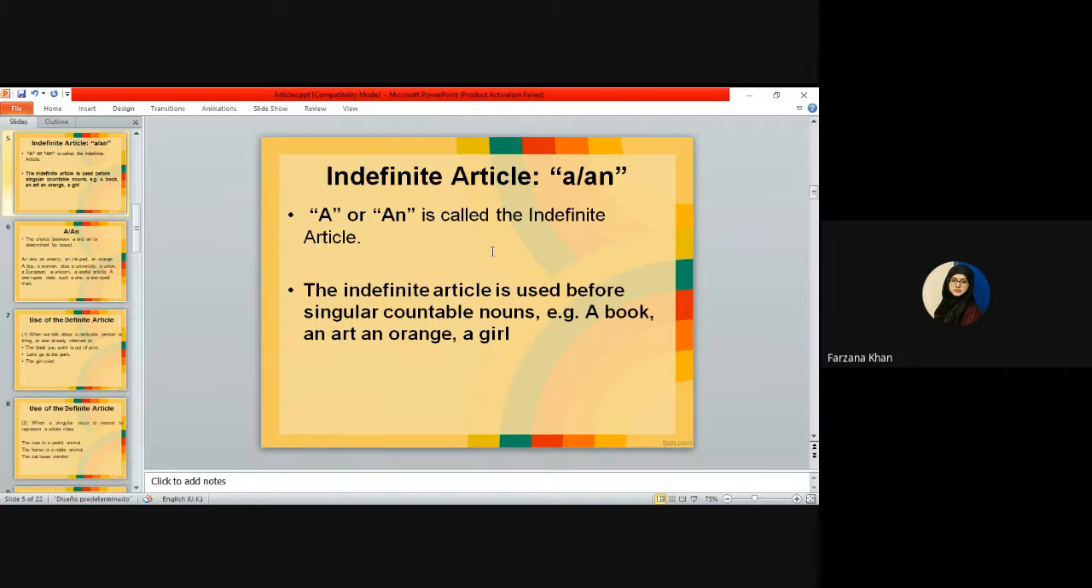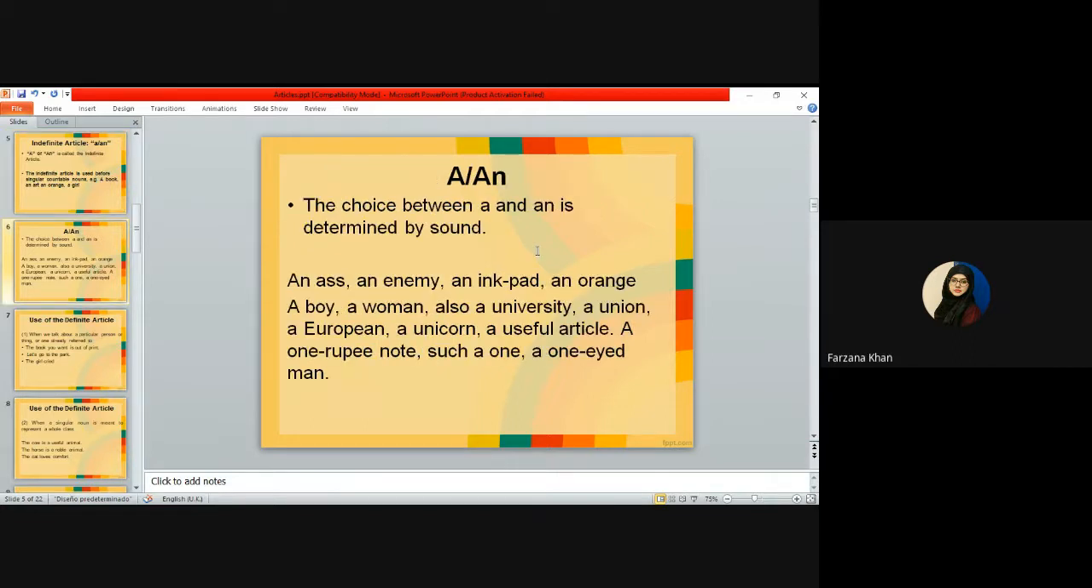When we talk about consonant sounds, we specifically use the indefinite article a. But when there is a vowel sound, a word which starts with a vowel sound, then you go for an. So let me make certain points clear here.